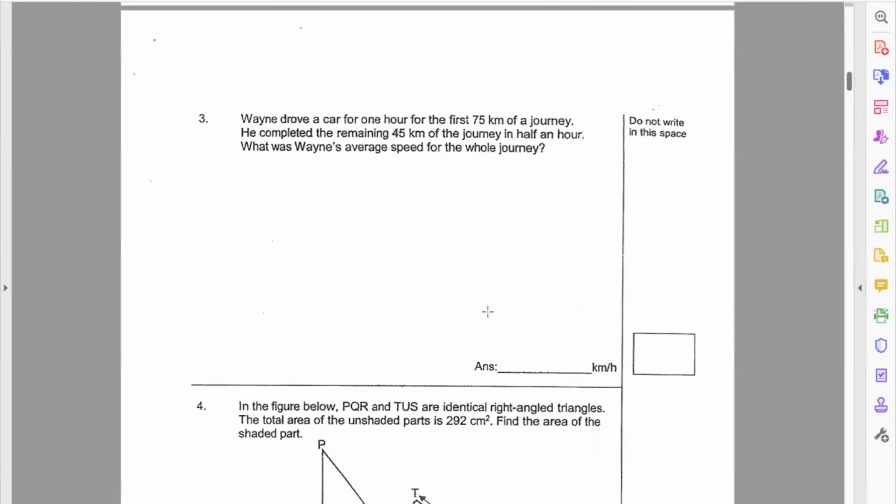In this question, Wayne drove a car for 1 hour for the first 75 kilometers of a journey. He completed the remaining 45 kilometers of the journey in half an hour. What was Wayne's average speed for the whole journey? To find the average speed of the whole journey, the formula is total distance divided by total time taken.